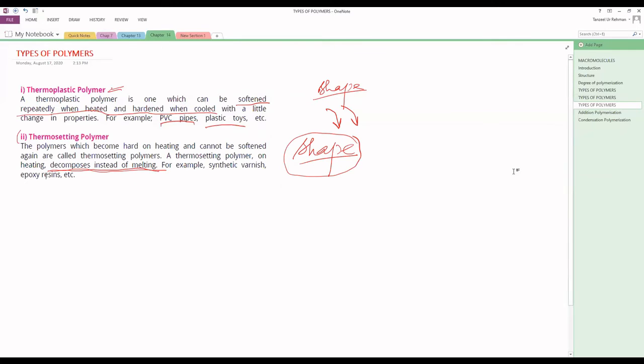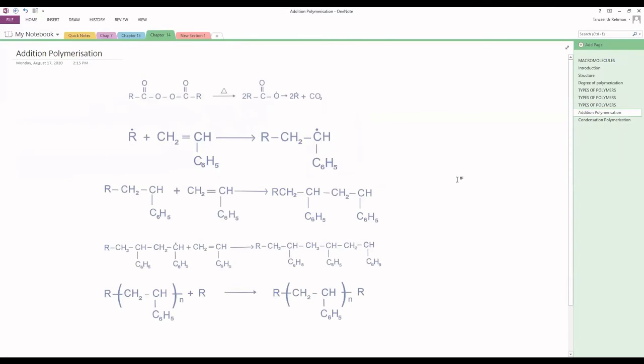Okay, our next topic is the polymerization process. The polymerization process consists of two types. One is addition polymerization and the second is condensation polymerization. So what is addition polymerization? In addition polymerization, monomers are added together. And there are three steps of addition polymerization.